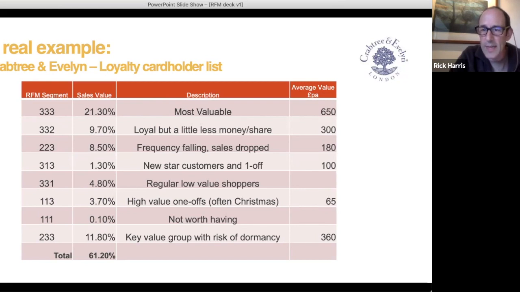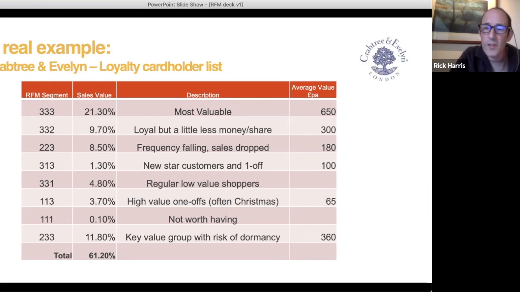Their 333 segment, the ones that are most recent, come most frequently and buy the most, were worth 21% of their sales, even though in numerical terms they're only between 3 and 4% of their customers. On average, each one spent 650 quid a year, which, when you're spending on toiletries, is quite a lot of money. The average item in toiletries could be 12, 13 quid. So they're buying quite a lot of items, for themselves, as gifts, maybe even giveaways as they're a company.